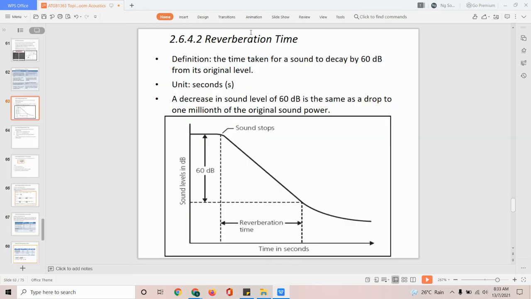Okay, next we have the definition of reverberation time. It's the time taken for a sound to decay by 60 decibels from its original level, measured in seconds. A decrease in sound level of 60 decibels is a big drop in the original sound power.